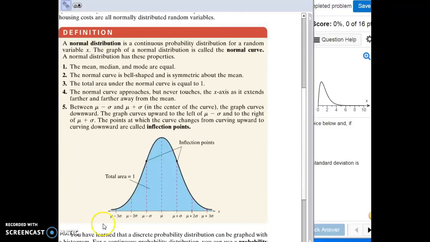And so to look at any graph and identify if it's normal or not, it's going to need to meet all these criteria. The key points, you're going to look for a single peak. It's going to be symmetric around that single peak. And that's how we guarantee the mean, median, and mode are all equal, and that it's bell-shaped and symmetric. So look for that. It needs to be approaching the x-axis on both sides as we get further and further away from the mean, and it should never go below the x-axis.